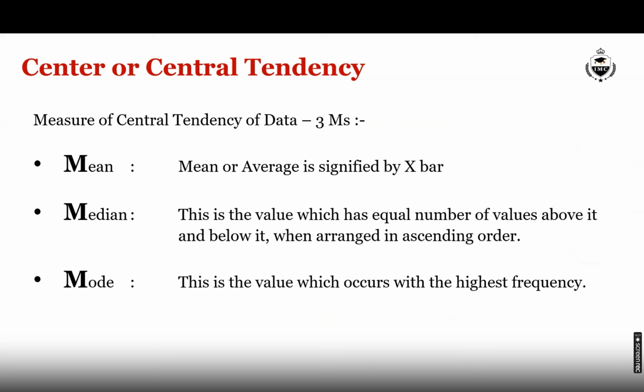Mode. Suppose there is another number set 1, 2, 3, 4, 5, 5, 5, 5, 6, 7, 8, 9, 10, 11. Which number is appearing the maximum number of times? It is the number 5. So 5 is the mode.